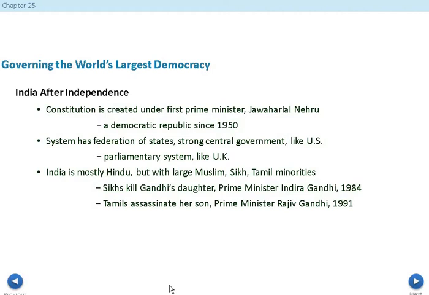They're going to have prime ministers. The system is a federation of states with a strong central government, much like the United States. You're also going to have a parliamentary system like the United Kingdom, again because they're their colonial rulers.